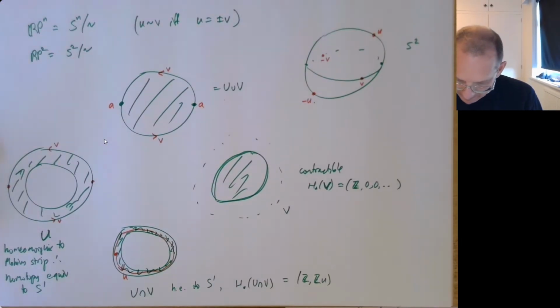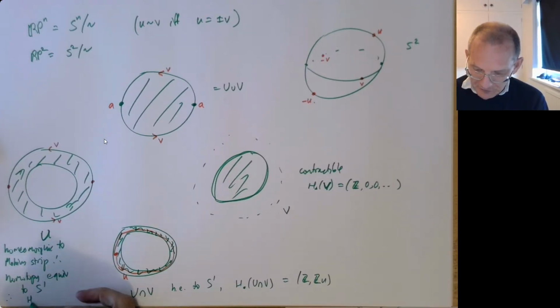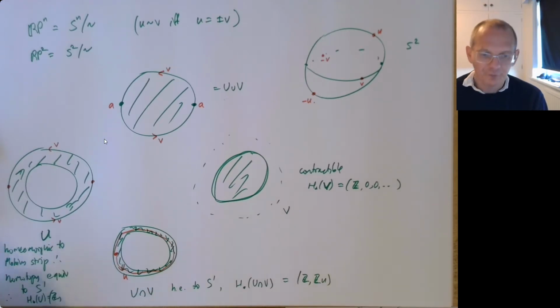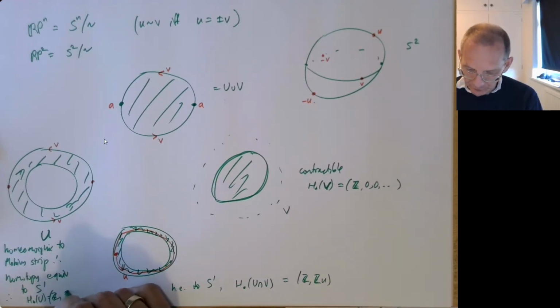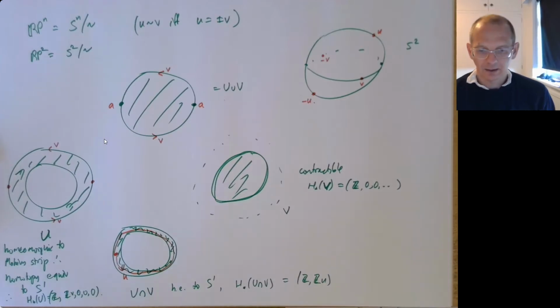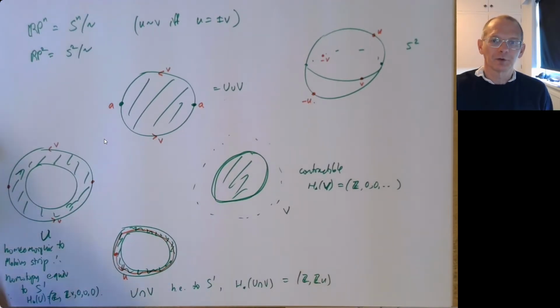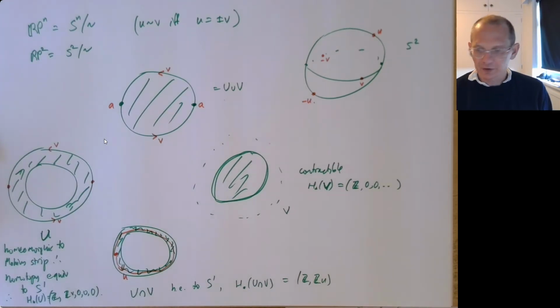Okay. And so we conclude the homology of U. Well, as usual, you've got the Z in degree 0, and then you've got your Z V in degree 1, and then zeros. Okay. So that's the homology of U, V, and U intersect V, and we want to calculate the homology of U union V, which is your RP2.